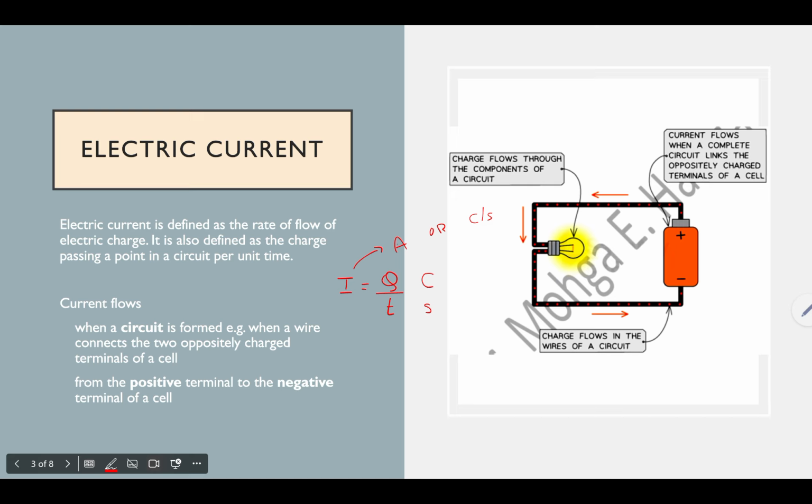So current flows when a circuit is formed, when a wire connects two oppositely charged terminals of a cell from positive terminal to negative terminals. So current goes from positive to negative.